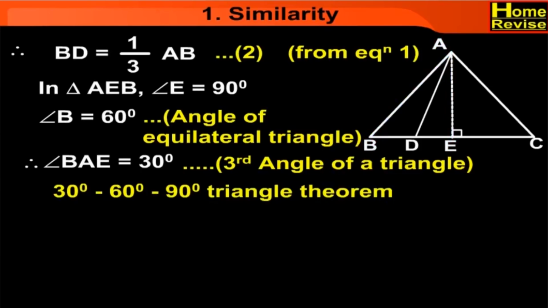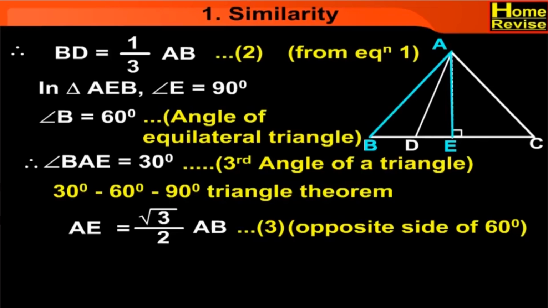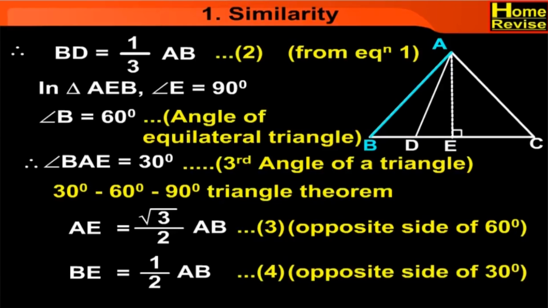Now, by using the 30-60-90 triangle theorem, we get AE is equal to √3/2 into AB. Let this be equation number 3. Reason: opposite side of 60 degrees. Similarly, BE is equal to half of AB. Let this be equation number 4. Reason: opposite side of 30 degrees.